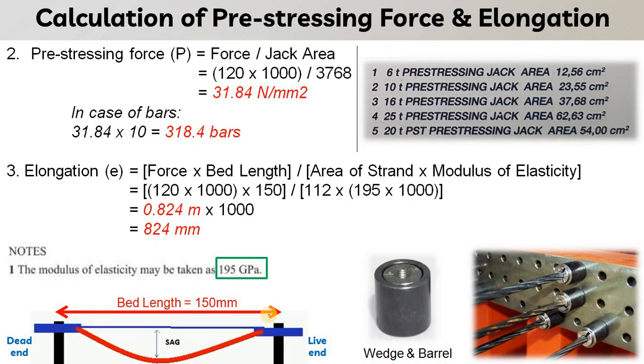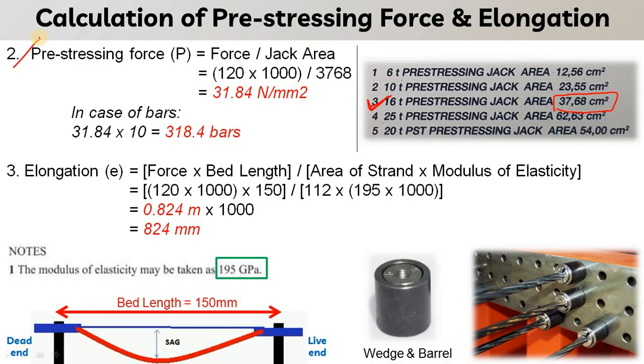When you are using the particular pre-stressing gun, or pre-stressing equipment, the area of the jack is mentioned on the equipment. In my case I am using a 16-ton pre-stressing jack, and it has an area of 137.68 centimeter square. So while I am converting into mm square, it will be 3768 mm square.